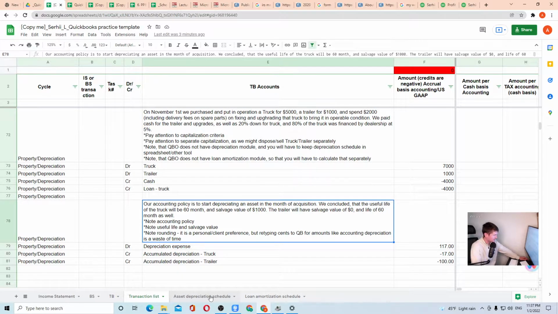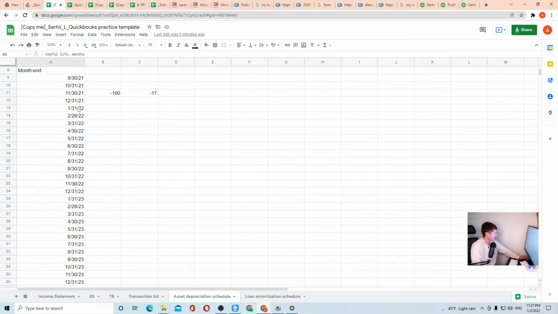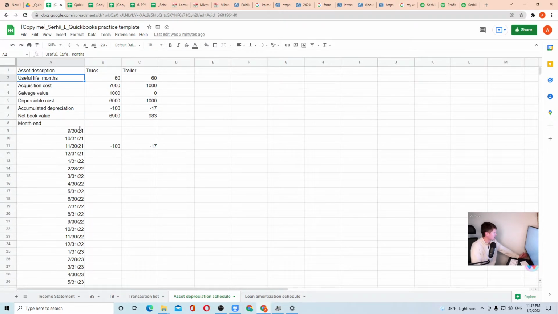So we calculate depreciation expense, but in order to do so in an organized manner, we need to keep some form of asset ledger, a fixed asset register. Here I organized it in a vertical format with dates, and currently we are in November 2021. So I start with useful life. I added acquisition cost, salvage value. I calculated depreciable cost, so it will be 6,000 for the truck and 1,000 for the trailer. And I did a formula for accumulated depreciation, and I calculated depreciation.